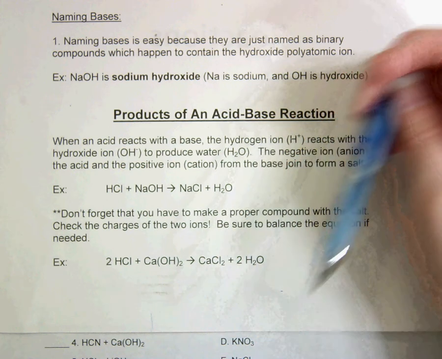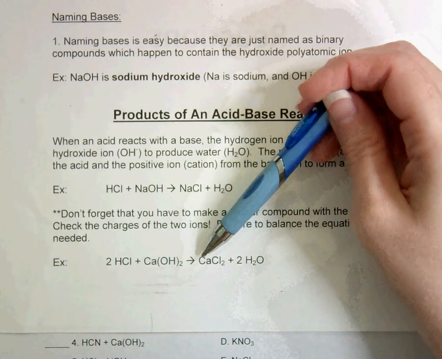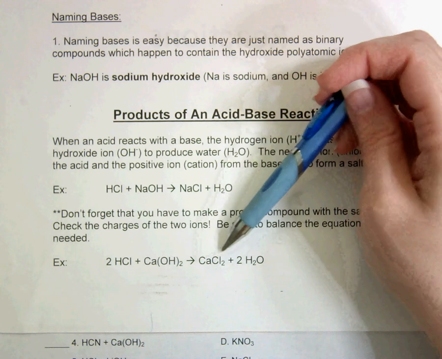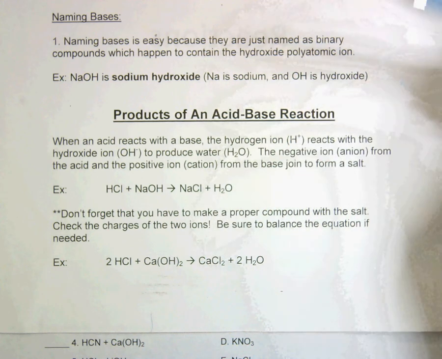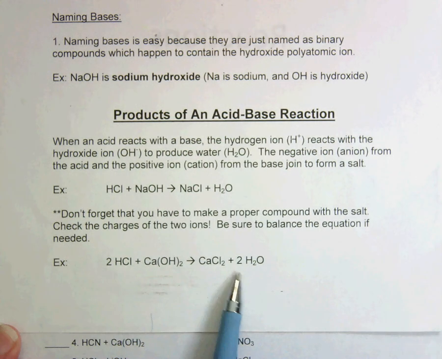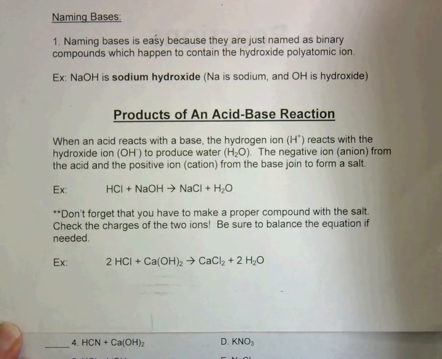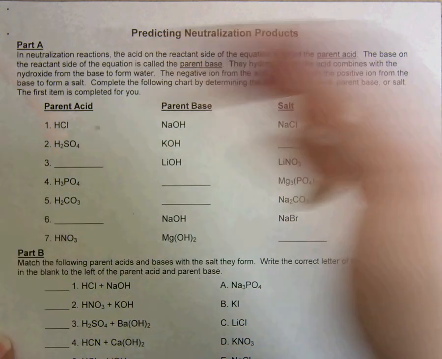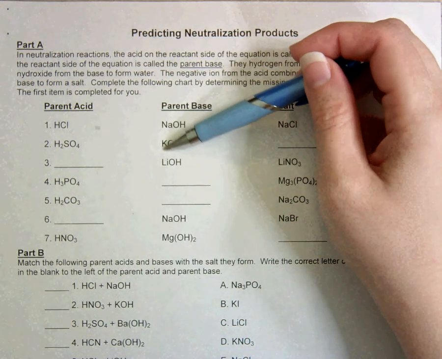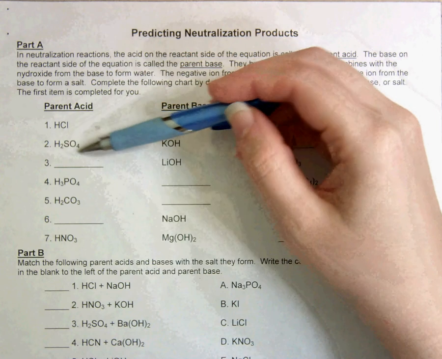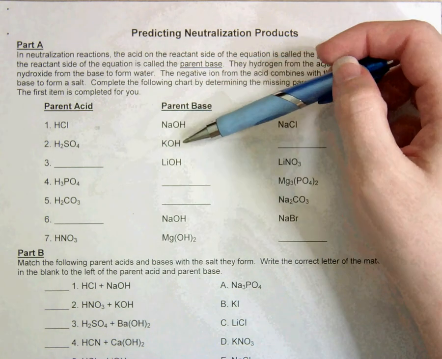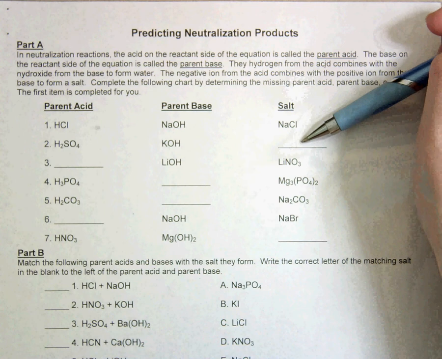You do have to do this on your worksheet. You have to make sure that you look up the charges of the positive and negative ions and cross them over if need be to make a neutral compound. In this case, we also had to put a 2 in front of HCl and in front of H2O to balance the equation. So when you're doing yours, find your positive ion from the base and your negative ion from the acid. Look up the two charges, and cross them over if you need to make a neutral compound.